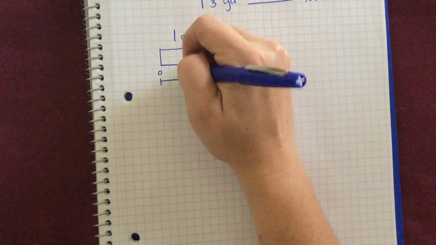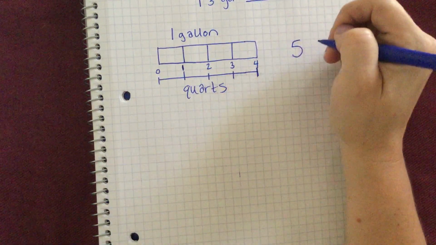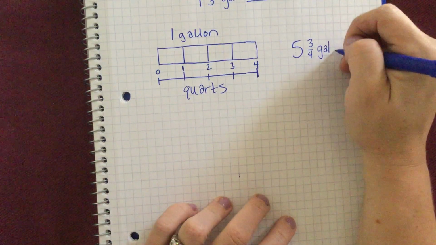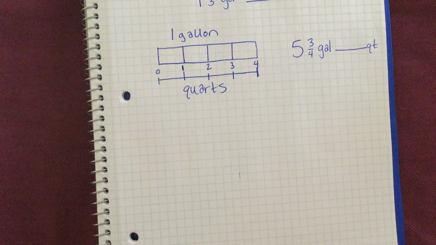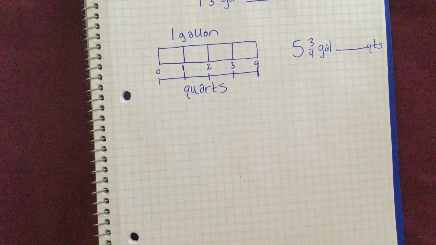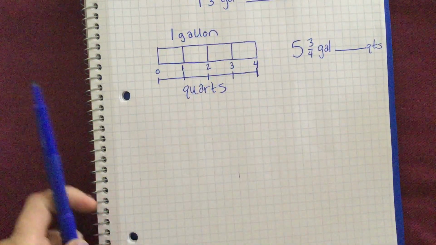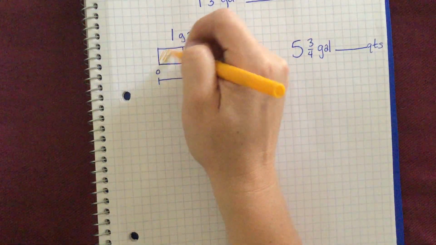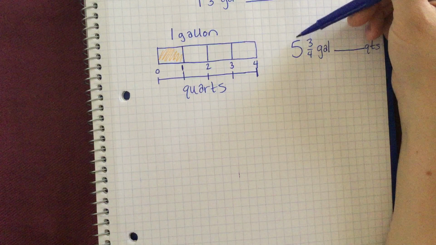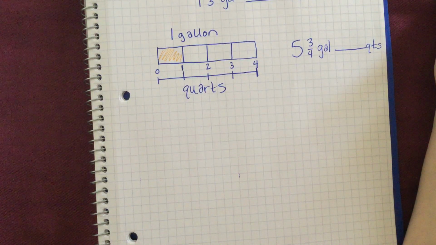Okay, so if that is true, what if I had 5 3/4 gal? Remember, that's the abbreviation for gallon. How many quarts would that be? Now, we know that 1 quart is 1/4 of a gallon, because that's 1 quart. That's 1 out of 4 parts of that gallon. This tells us that we have 5 gallons and 3/4 of a gallon.